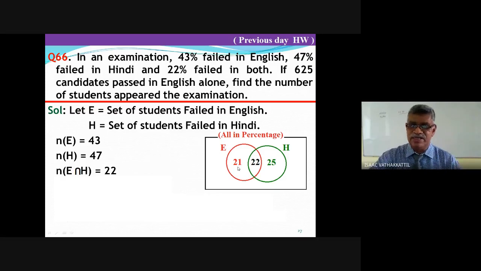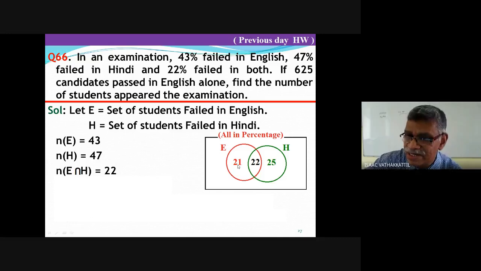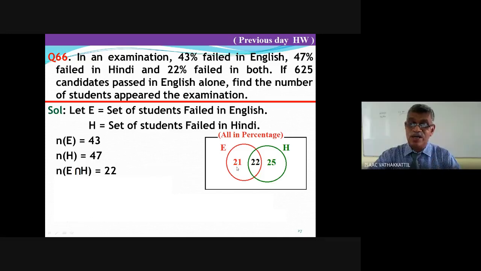Tell me about the failed data. 21 is failed in only English. Remember, put it in your mind, put it on your paper: 21% failed in only English. They passed in Hindi. Okay. What about this 25%?